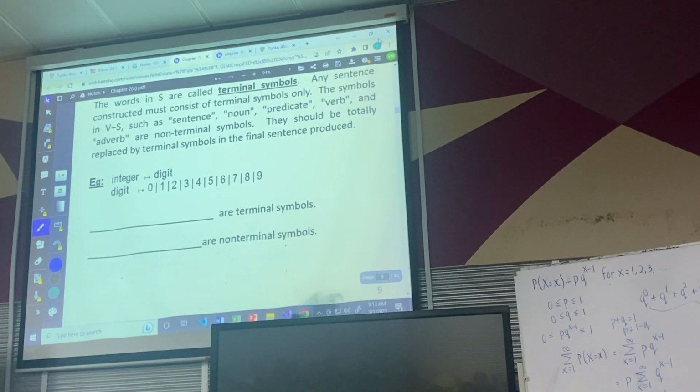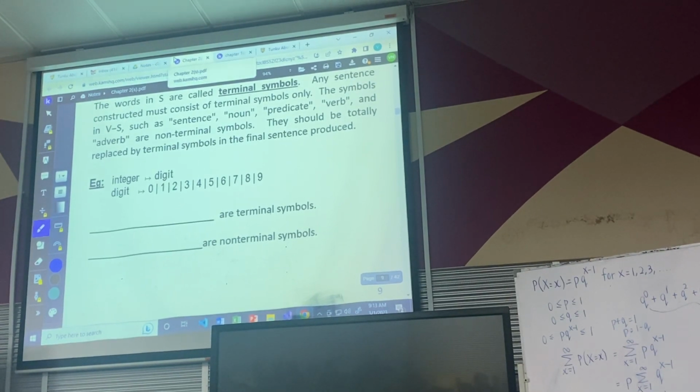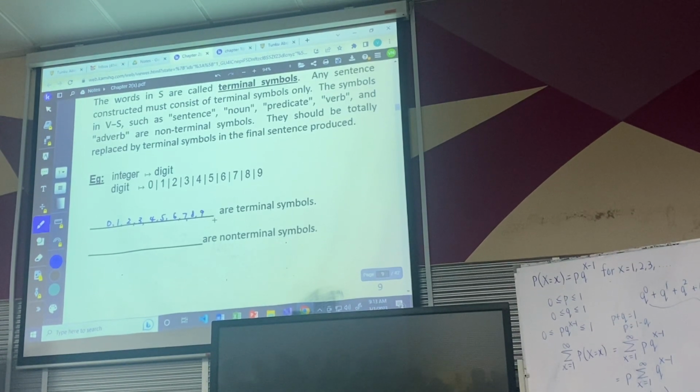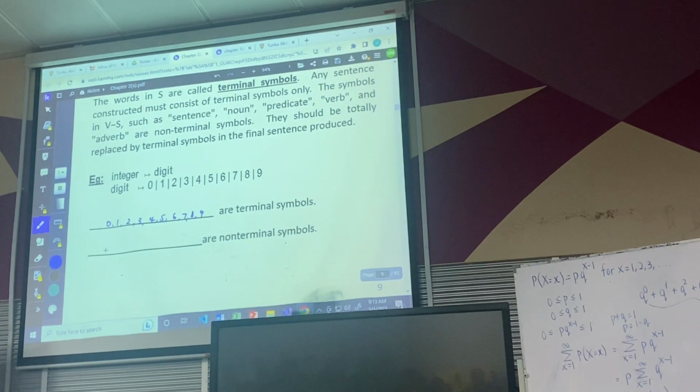So here, the terminal symbol you can write, following this example, are 0 to 9. And the non-terminals you have are integer and digit.